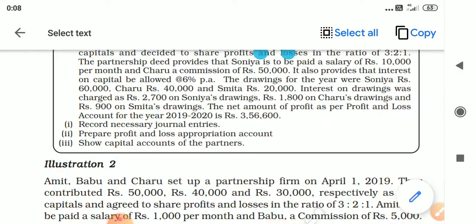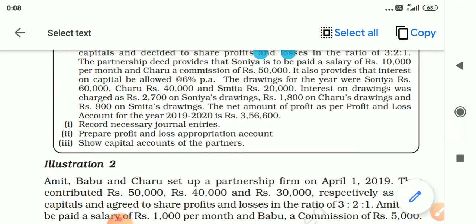The drawings for the year were 60,000, 40,000 and 20,000. And interest on drawings is 2,700, 1,800 and 900. The net profit is 3,56,600. Record the journal entries, prepare P&L appropriation account and show the capital accounts of the partners. So in this question, whether we have to follow fixed capital account or fluctuating capital account is not given. When the question is silent and when current account is not mentioned, it is fluctuating capital account. We will pass the journal entries later.